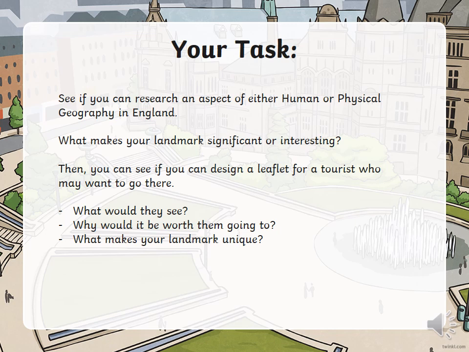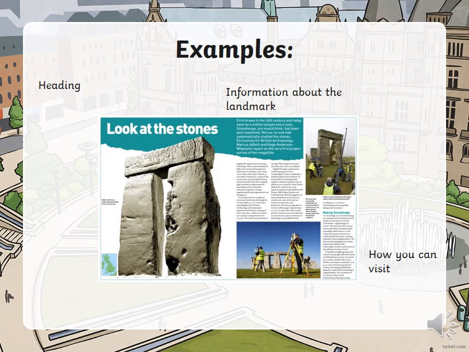And then see if you could design a leaflet for a tourist who might want to go there. And you might think in your research, right, well, what would they see? What would make it worth them going? So why would they want to go? And what makes your landmark unique? So you put that together in a leaflet. And here's an example here of a leaflet that's been made for Stonehenge.